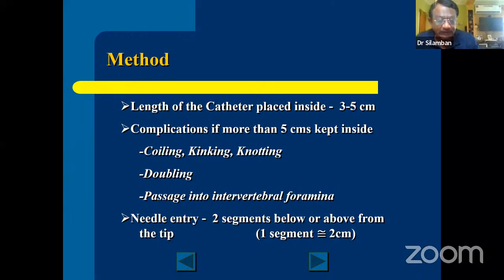Then we decide the site of needle entry. It is 2 vertebral spines or 2 segments below or above from where you want the tip. The catheter can be threaded cephalad or it can also be threaded caudally. So, for example, if you're planning 5 centimeters of the catheter to be inside, you roughly enter 2 segments from above or below, taking into consideration that 2 centimeters of the catheter will have to be inside the space to cross 1 segment. Suppose you want 3 centimeters, then you enter from 1 segment below or 1 segment above so that you have the catheter inside for 3 centimeters. This will be better understood when you go to examples.